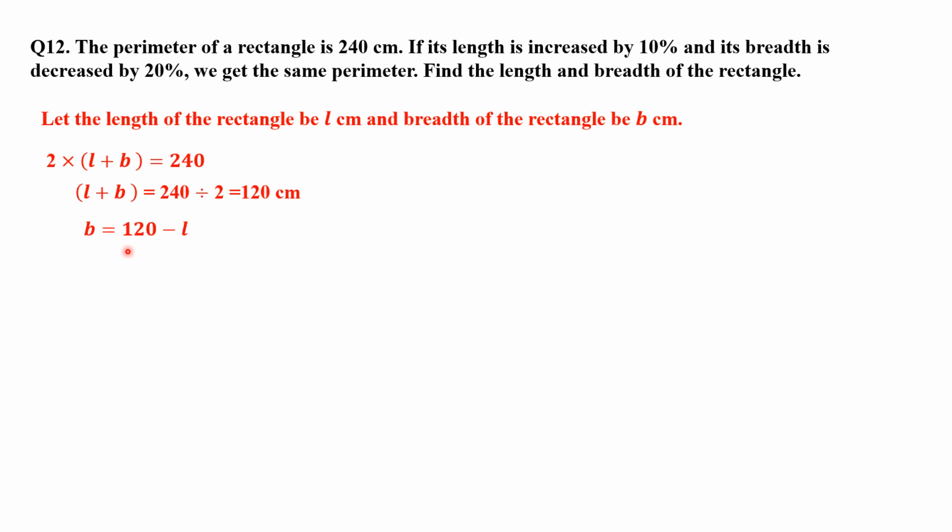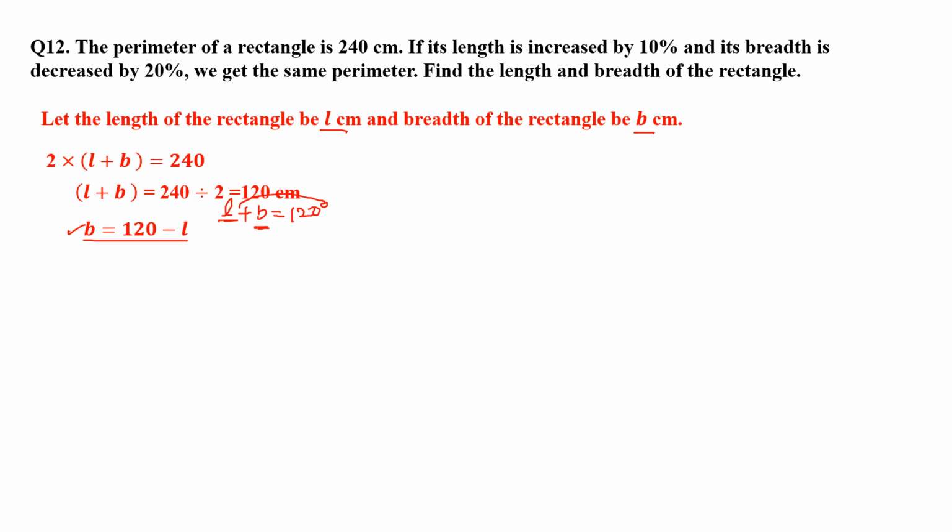Now next, if length plus breadth is 120, from there I can get the value of breadth as 120 minus L, isn't it? Length plus breadth is 120. So if I have to find breadth, I will transpose L to the other side. So I will get 120 minus L. Now why I have written breadth as this? Because we have to solve using one variable. Here in the beginning I have taken two variables L and B, isn't it? So to make it one variable, now I am representing my breadth also in terms of length.